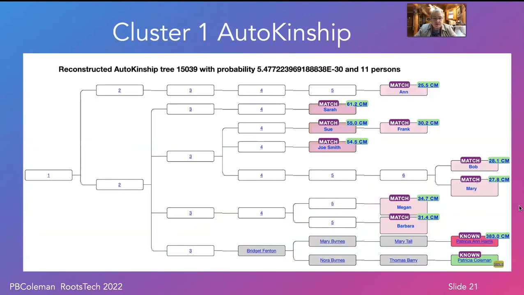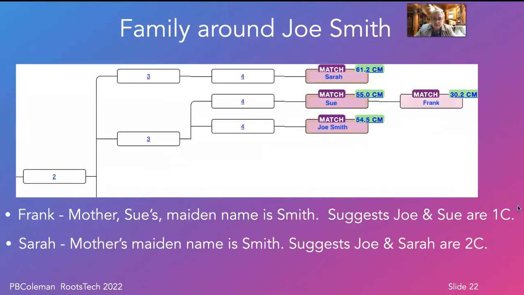So here's the result for cluster 1. It's kind of busy, and we'll look at some parts of this in more detail. So here we have close family around Joe. We know that Frank is the son of Sue. He indicated that in MyHeritage, and that Sue's maiden name was Smith. This suggests that Joe and Sue are first cousins. We also know that Sarah indicated her mother's maiden name was Smith, and this suggests that Sarah and Joe are second cousins.